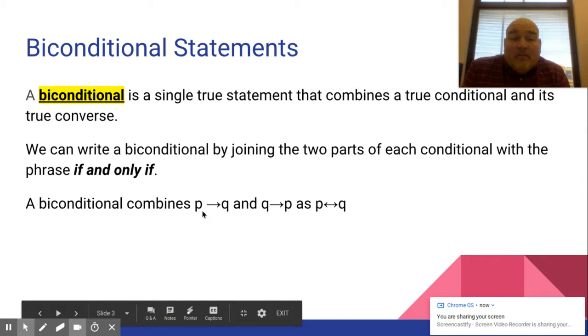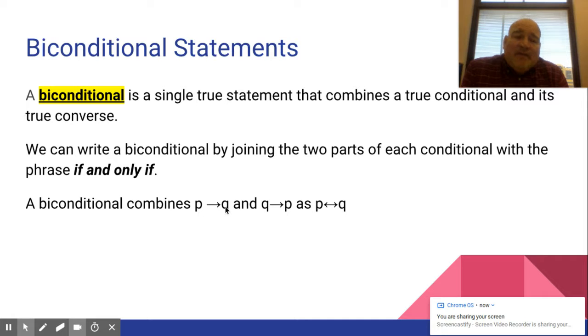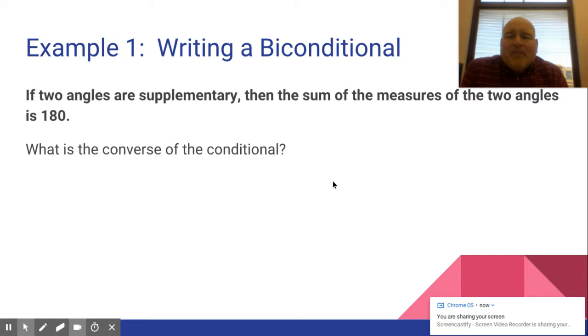Remember, the arrow implies P implies Q as the if-then statement. If P, then Q. The double arrow represents if and only if. P, if and only if, Q. Let's look at an example.